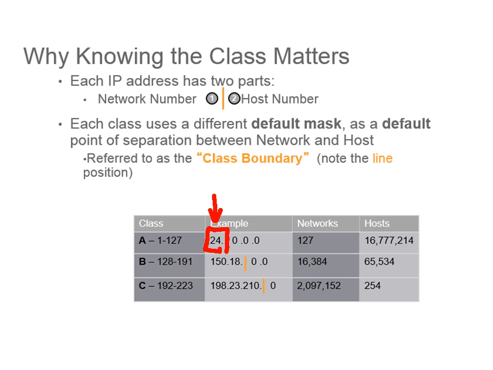In a class B address by default, the mask says that the first two numbers are the network or street name, and that leaves the last two numbers for the actual house or host number. And with a class C address, the first three numbers by default represent the network, and the last number in the class C address by default is allowed or left over for host addressing. So that's why it matters.